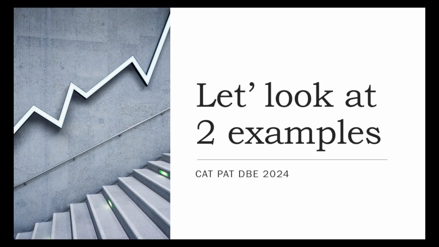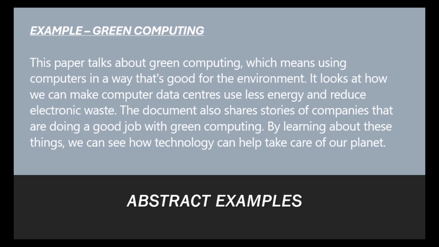So let's look at two examples just so that you can get your head around this. By now, you should understand what an abstract is and what they require. The first example is one that we've used when it came to green computing, using computers in a way that's good for the environment. Referring to the paper, it looks at how we can make computer data centers use less energy and reduce electronic waste. So are you telling me what this is for? Yes. Are you telling me what you're looking at? Yes. Are you describing what you're going to be doing? Look at the next one.